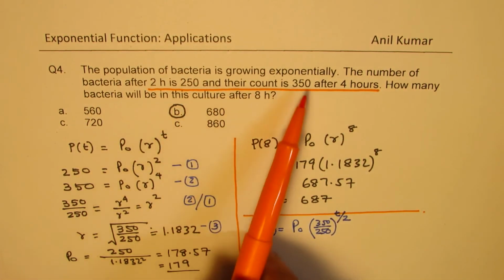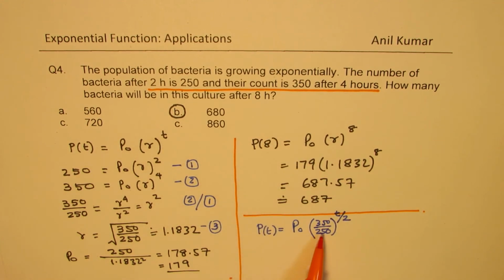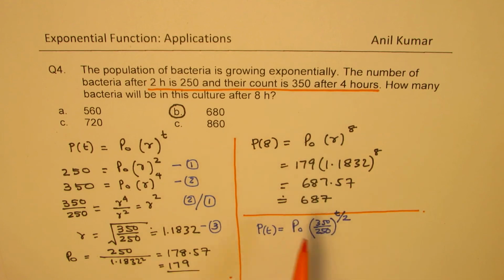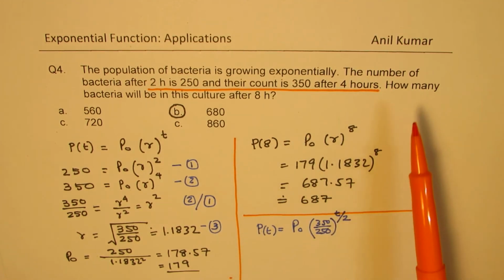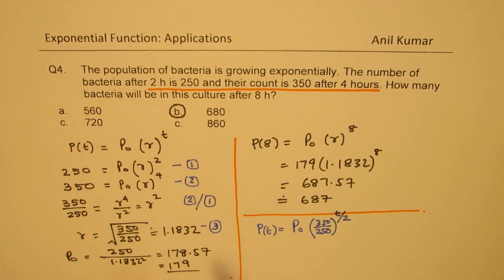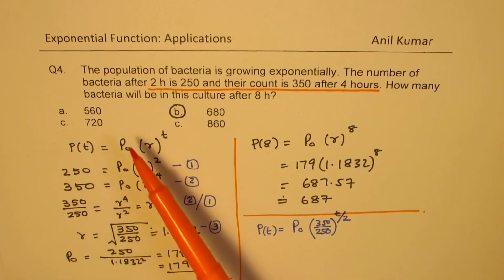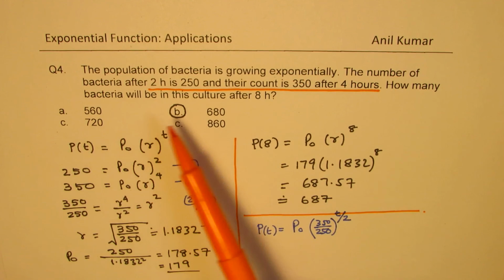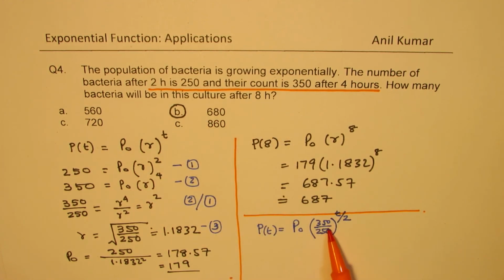So the ratio of the numbers is the rate, and the duration is 2 hours, so T over 2. Correct? Now, when you want to find how many bacteria will be in this culture at T, we need to find P0 also. Otherwise, we'll have to compare with these ratios, correct? So we could compare and find. But if it was how many times the bacteria will be after 8 hours, we'll use this equation.